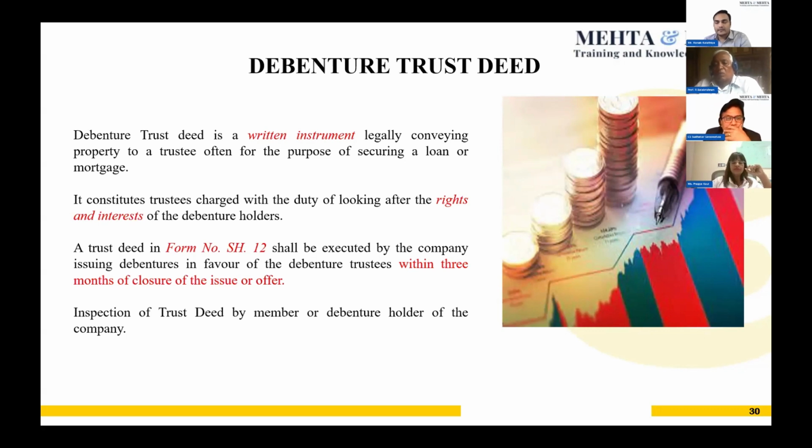Can I add something here? Yes, please. So as Ronak also mentioned, the trust deed has to be in form number SH12 only, because the first time we tried to issue debentures in 2016, the format that was picked up earlier by us was not as per SH12. It was a normal format. So we realized it has to comply with and be as per the format of SH12.